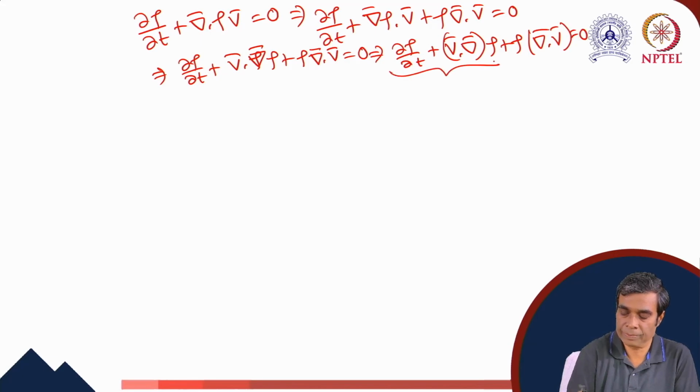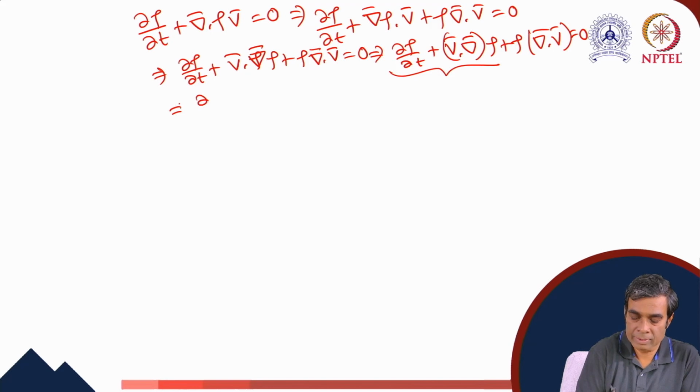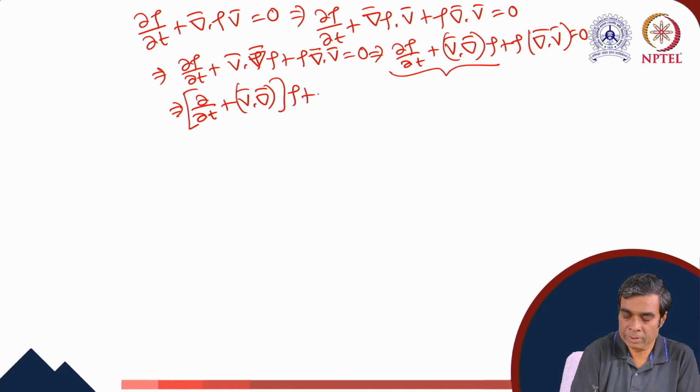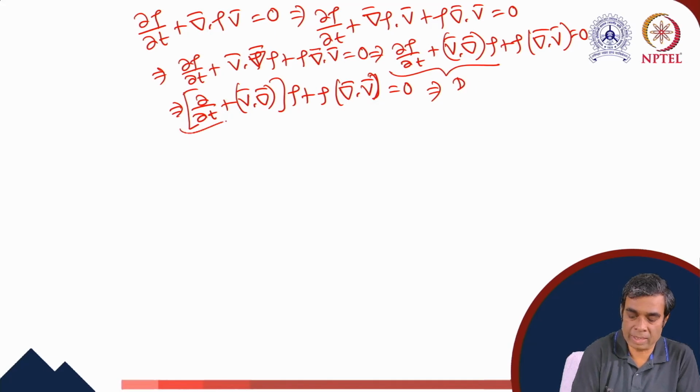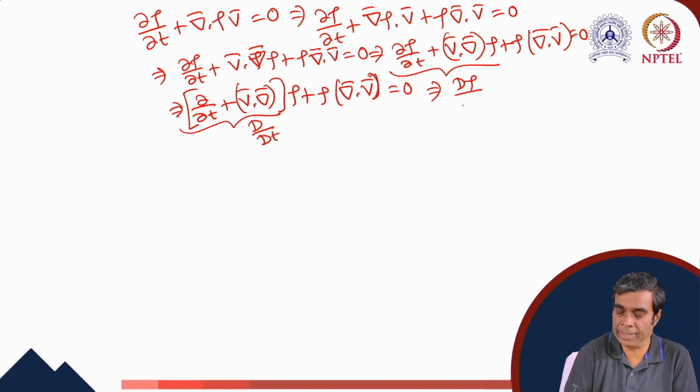This portion can be written as (∂/∂t plus v bar dot del) operating on rho, plus rho into divergence of v bar equals 0. This is the material derivative operator d/dt. So we can write it as d rho/dt plus rho into divergence of v bar equals 0.